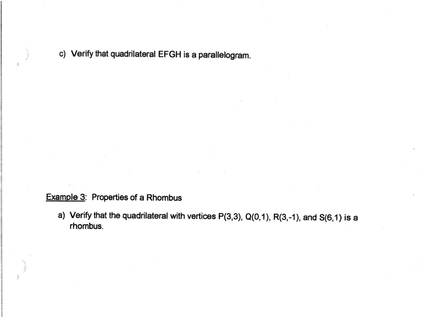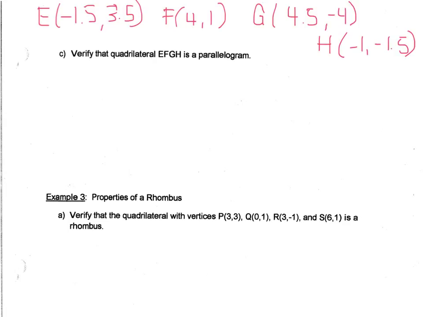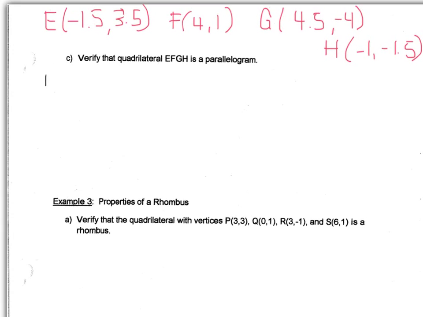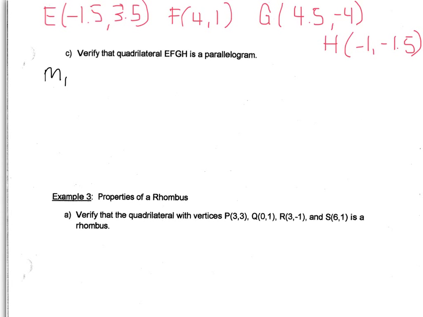So we're going to take a second to copy the coordinates from the previous page. And the next thing that we need to do is calculate the slopes of each of the lines. So we're going to go E to F, F to G, G to H, and H to E. The slope of E to F, don't forget your little letters at the bottom, is the rise over the run. So 1 minus 3.5 over 4 minus -1.5. So we have -2.5 over 5.5.